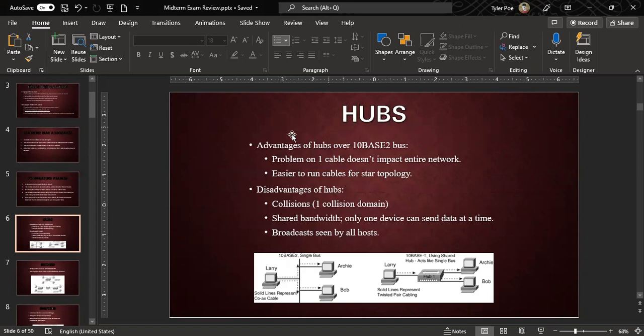So anyway, let's now talk about some network devices.